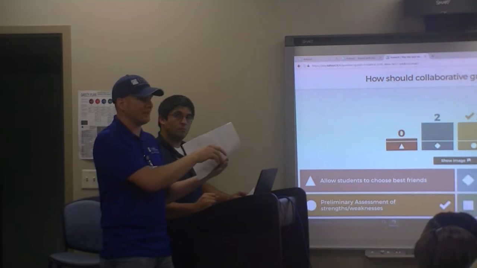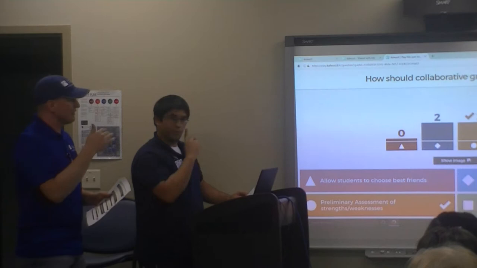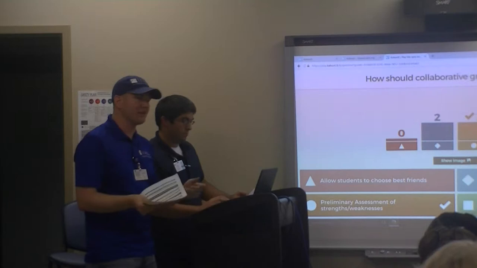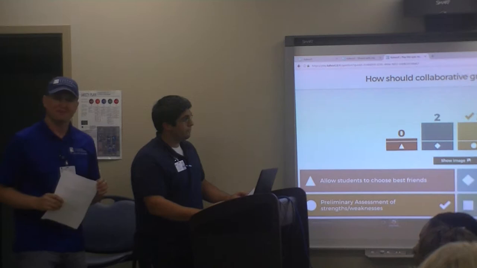It's something that we do. Now, I know Kelly had talked about doing the lottery, and there are other ways to do it. This is just one of the things that I use, doing the preliminary assessment, and it really helps with creating groups that work. Much more strategic. Exactly.